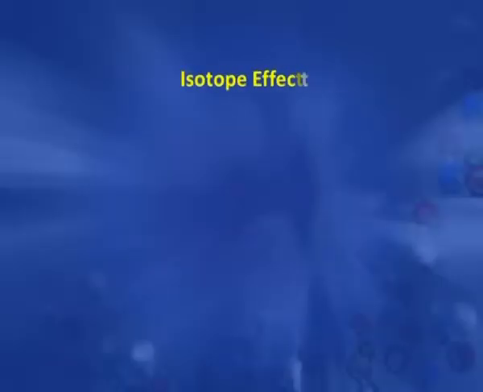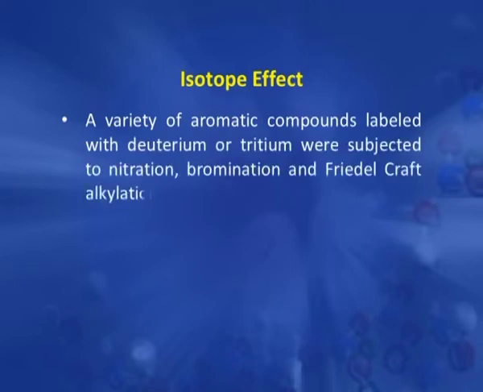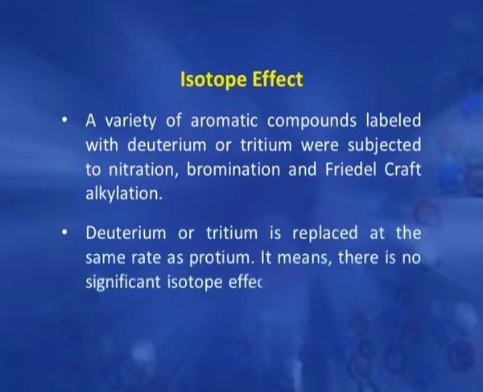Now, to prove whether the mechanism is two-step or one-step, we take the isotope effect. A variety of aromatic compounds labeled with deuterium or tritium were subjected to nitration, bromination and Friedel-Crafts alkylation, that is, various electrophilic substitution reactions, and it was observed that the deuterium or tritium isotope of the proton is replaced at the same rate as protium, meaning there is no significant isotope effect.